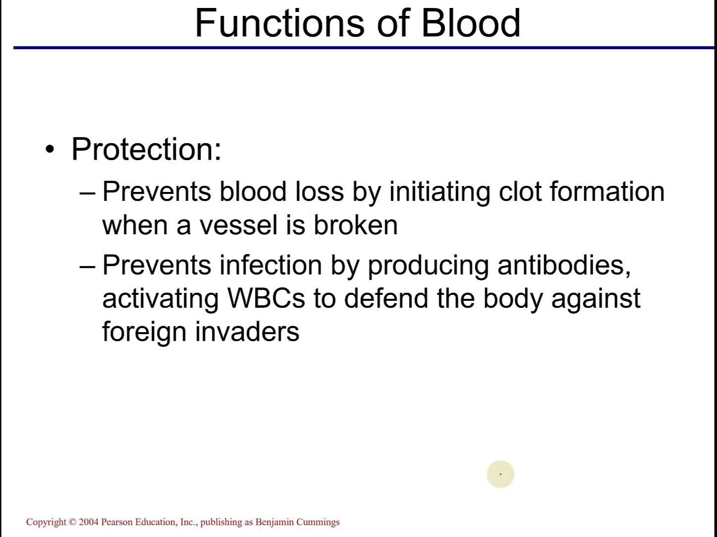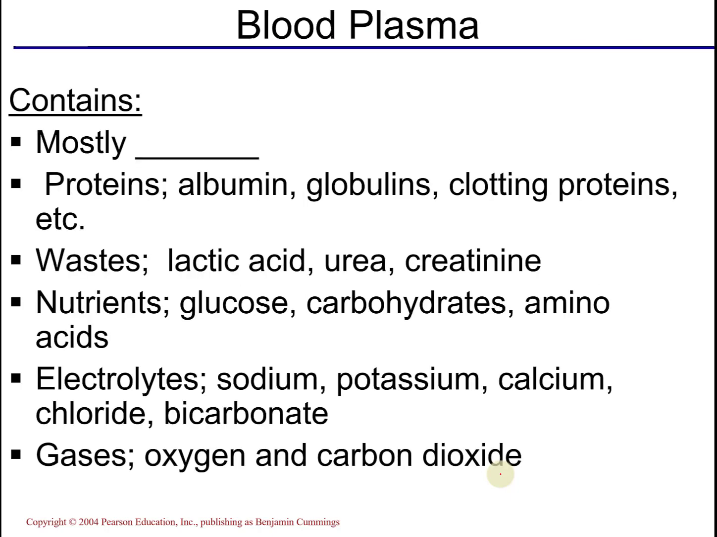Let's look now at the components of blood, and we said there's plasma, which is the matrix, and there are the formed elements, which are the cells. So let's start with the plasma. Plasma mostly consists of water, and it is a clear yellow solution. It distributes heat through the body, and it also distributes all of these other substances. So proteins, such as albumins, globulins, and clotting proteins, the wastes from cells travel in the plasma, nutrients, electrolytes, and gases.